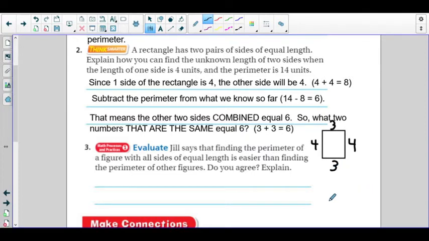All right, next one. Jill says that finding the perimeter of a figure with all 4 sides of equal length is easier than finding the perimeter of all other figures. Do you agree? Explain. Well, the answer to that lies in how well you know your multiplication facts. So let's take a quick look at how that would look.